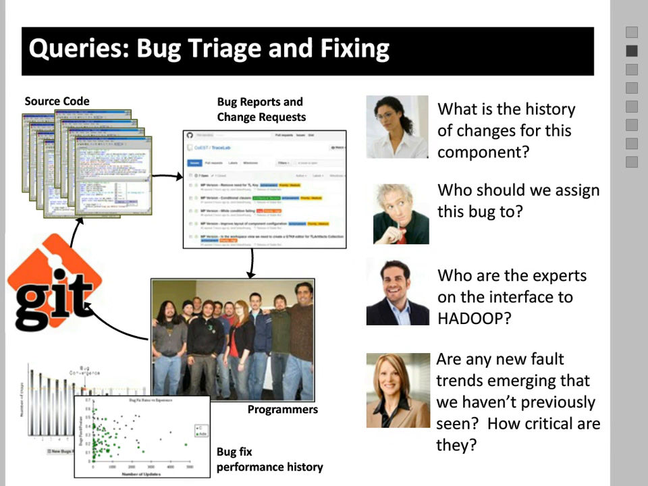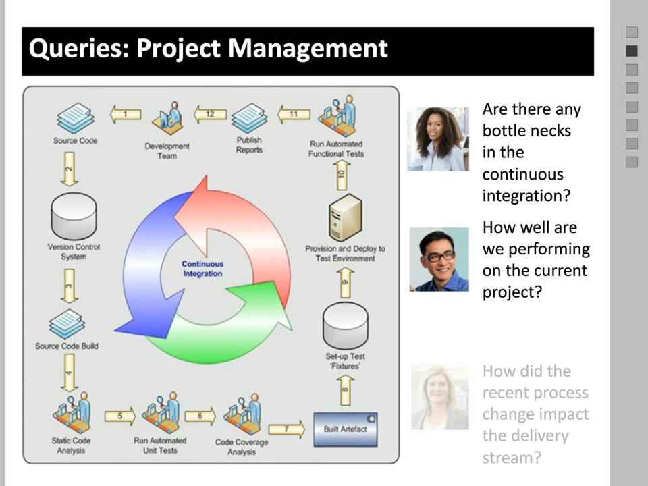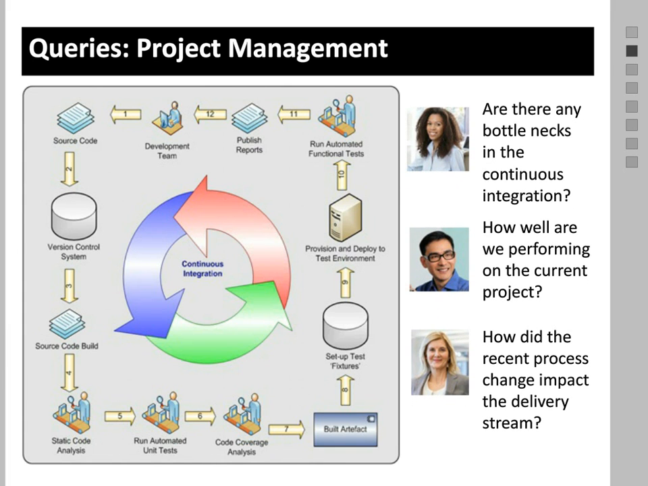Or are any new fault trends emerging that we haven't previously seen? And I hope what you can see from this sample of questions is that some of them can be answered quite simply based on raw data that we have collected as a byproduct of our project, but some of them are more analytical in nature, and we would like to have mechanisms in place that we can integrate all of these things together. So here's a couple more examples for the project management.